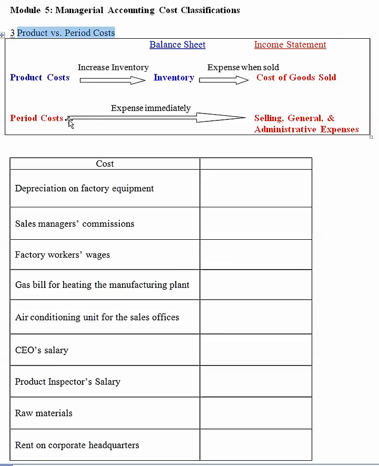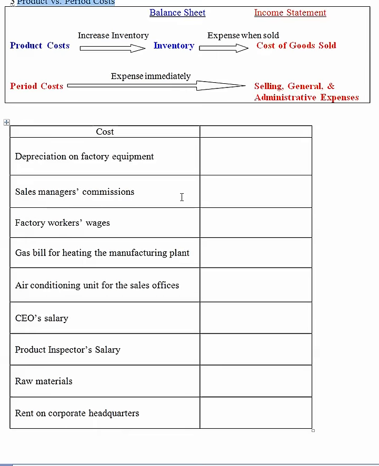Period costs, on the other hand, are expensed immediately. They're not part of the cost of the production. Let's go through some examples. We have depreciation on factory equipment. That is considered a product cost because, again, anything that goes into the making of the product, and you need that factory equipment to actually make the goods. So depreciation on that asset is part of the cost of your inventory.